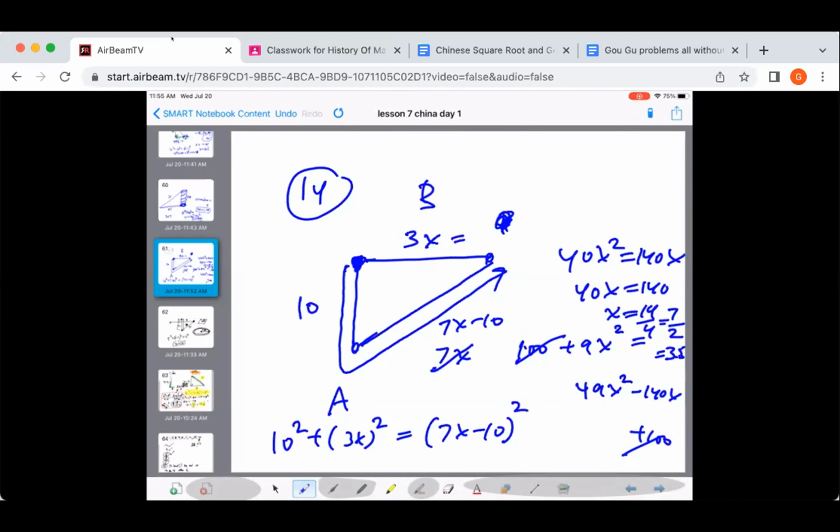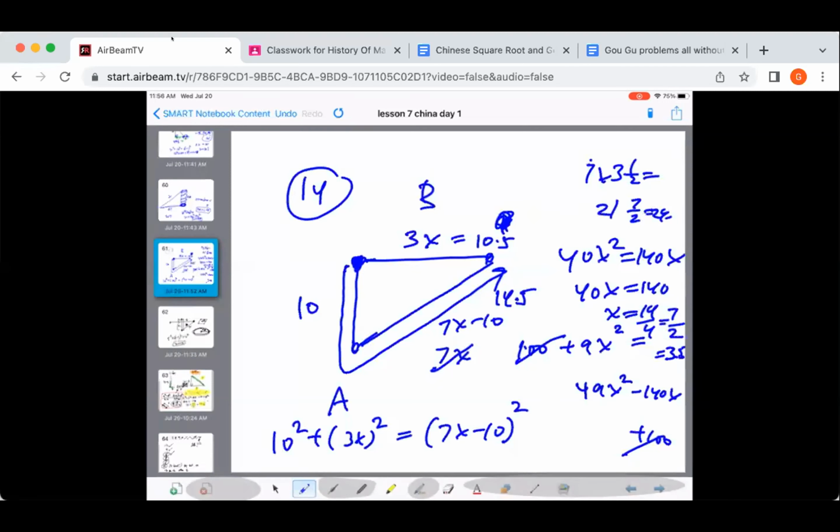So 3 times 3.5 is 10.5. And 7x minus 10, 7 times 3.5. What is that? 21. My head's exploding. 7 times 3 1/2 is 21 and 7/2, which is 3.5, which is 24.5. Minus 10 is 14.5.